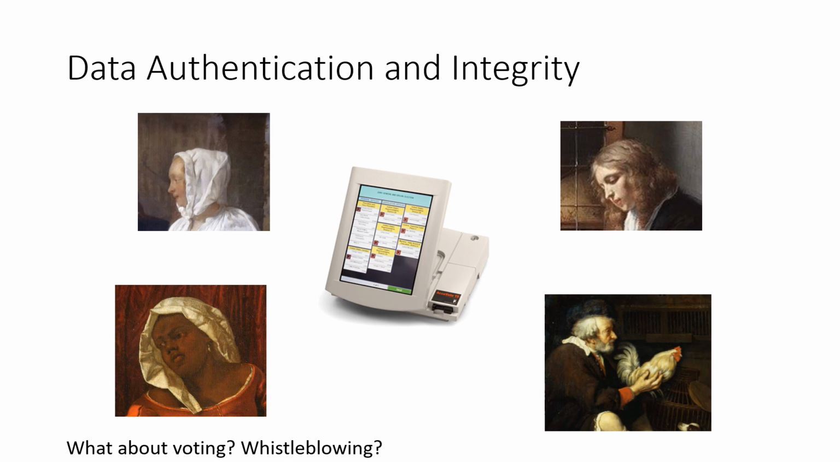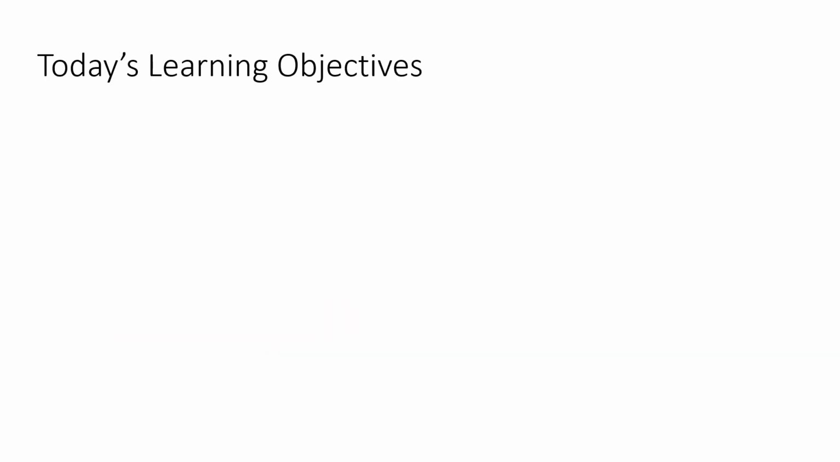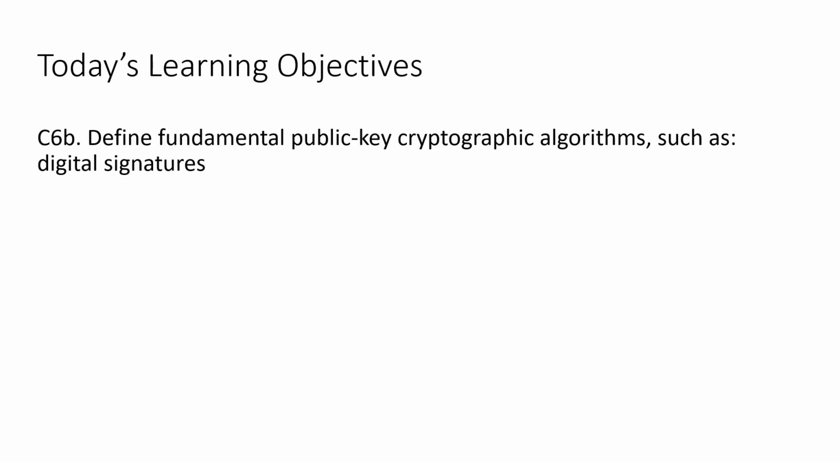For now, I want to talk about today's learning objectives. We did C6B, define fundamental public key cryptographic algorithms such as digital signatures. So as of today, you are familiar with the definition of that three-tuple of digital signatures, and you have an idea of what the definition of unforgeability for digital signatures is.